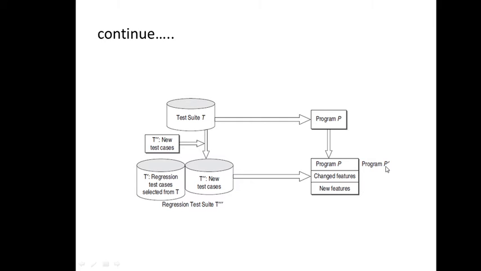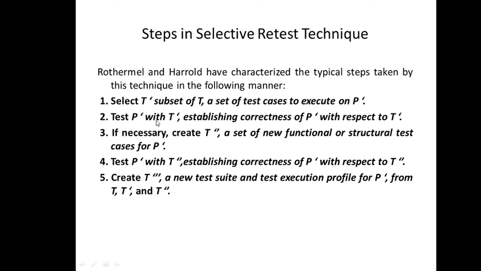Check the correctness. If it is correct, okay, fine. If not, then add T''' using T, T' and T'', and again check. So this is what the regression testing problem or the steps are. First was testing on P, change made, then selecting T', check on this, else T'' is selected, then checking on P'. If not, then again selecting T''' and testing. So this process continues.